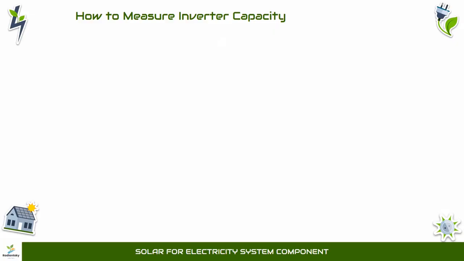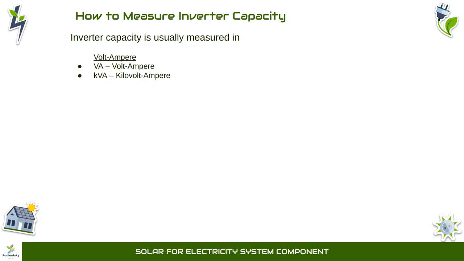One thing you need to note is that inverter capacity is usually measured in volt ampere. You have VA, volt ampere, that is the normal setting. You have kVA, kilovolt ampere. These are how you measure the capacity of an inverter. We also have MVA, megavolt ampere, and TVA, teravolt ampere.